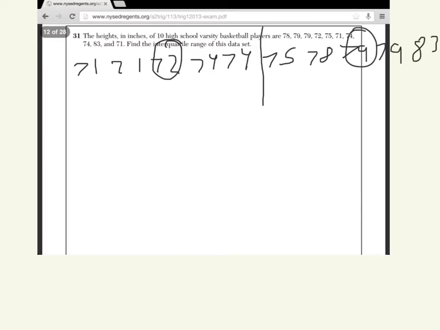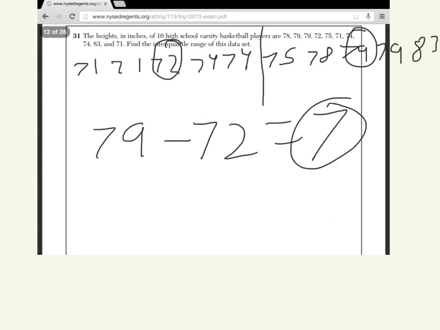And the final step in order to find the interquartile range is to subtract the 25th percentile from the 75th percentile that you have just found. So you have 79 minus 72, and that will give you your interquartile range of 7.